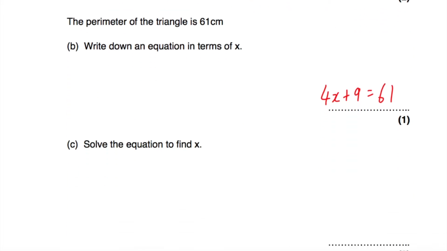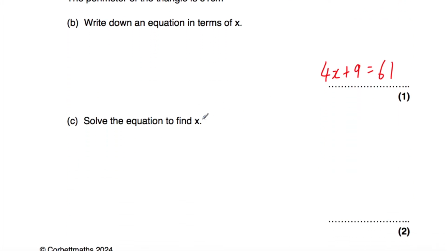And then part C. Part C says solve the equation to find x. We need to solve this equation, 4x plus 9 is equal to 61. Quite often after you form an equation, you've then got to solve that equation to find out what x is, or whatever the letter is. So we want to get the x on its own. So we want to get rid of this plus 9, and then we want to get rid of this multiplied by 4. So let's get rid of the add 9 to begin with.